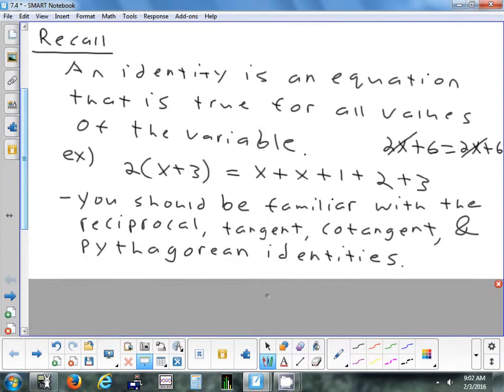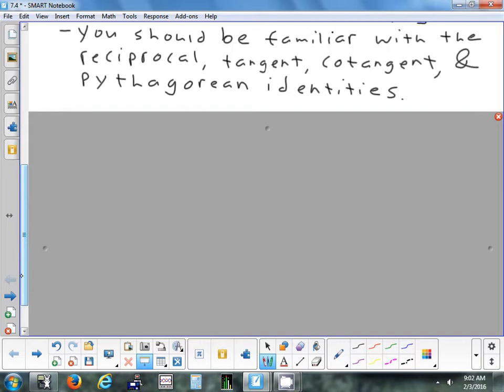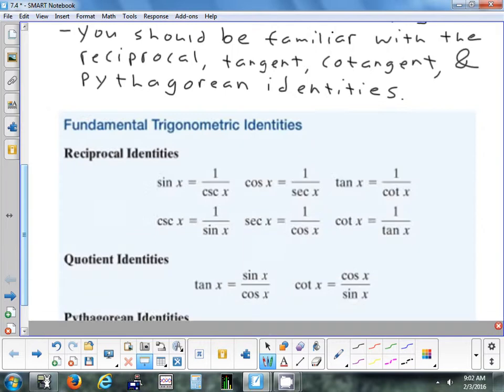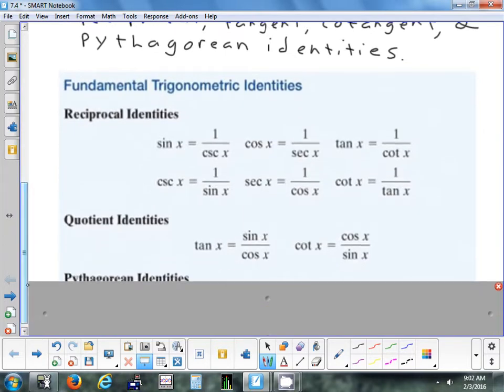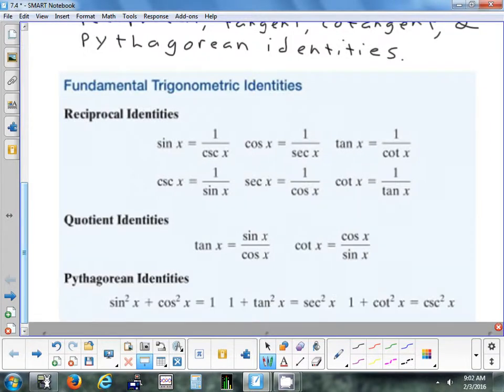We should already be familiar with some of the identities. As I mentioned, secant, cosecant, and cotangent, you have to know the reciprocal identities. I think we started looking at some of these identities in chapter 6. If you need to copy any of them again, you can. They're all on page 403.